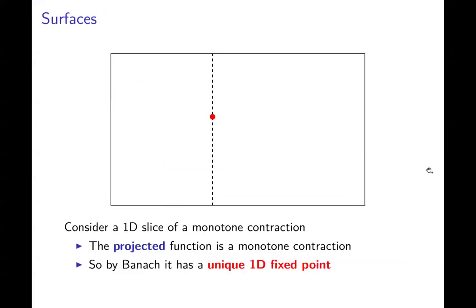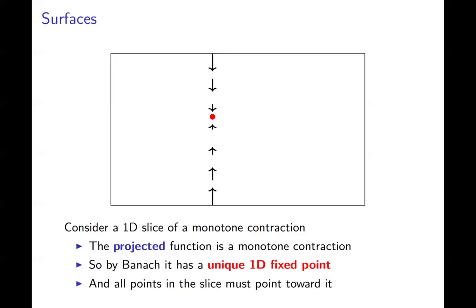A very important component of our work is that of surfaces. If we consider a one-dimensional slice of a monotone contraction, the projected function is as well a monotone contraction, and therefore by applying Banach's fixed point theorem, we know that this has a unique one-dimensional fixed point. Therefore, we restrict ourselves to a one-dimensional slice, and of course the properties of monotonicity and contraction must also hold for this slice, otherwise we would have a violation. All the points in this slice, furthermore, must be pointing towards the fixed point.